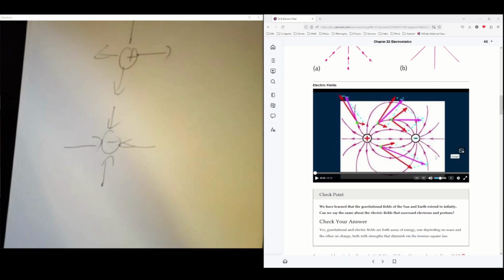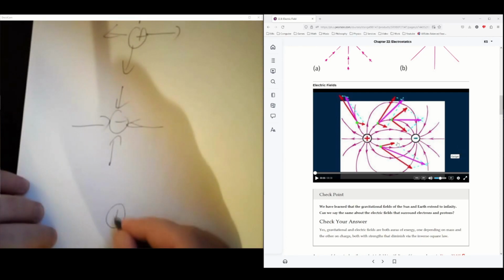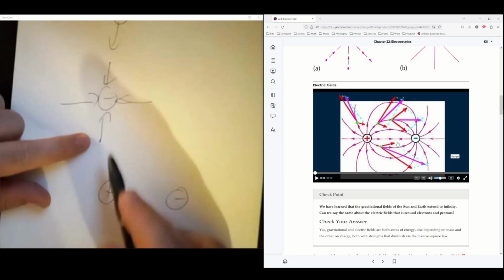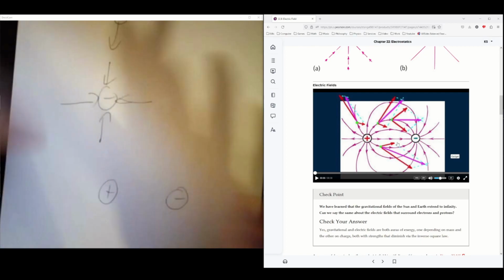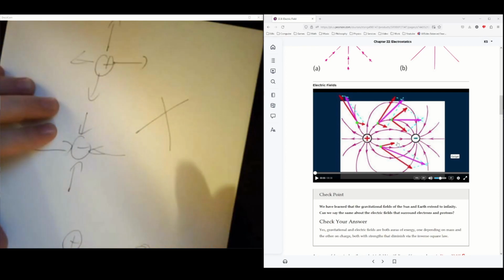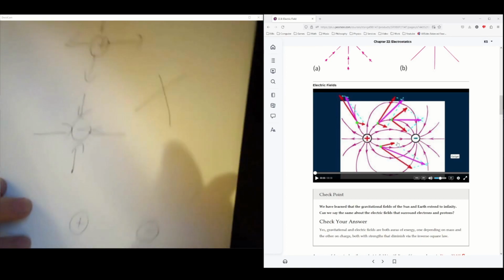Over here we have what happens if there's a positive and negative charge. Something that happens with the math is these field lines can never cross. In other words, we can't have a field line cross. That can't happen with the math.